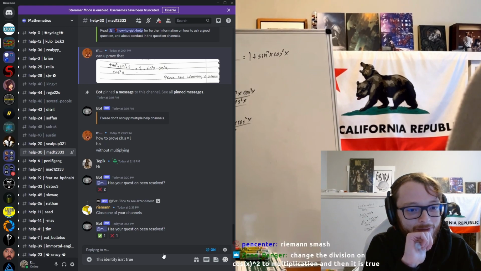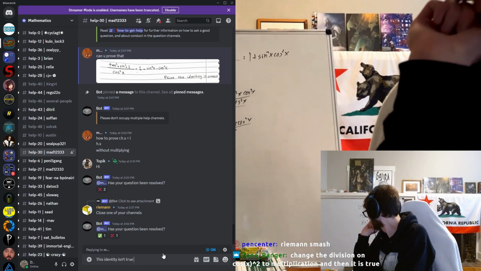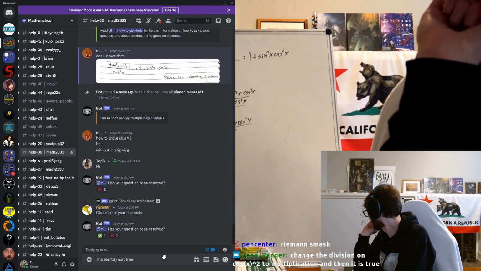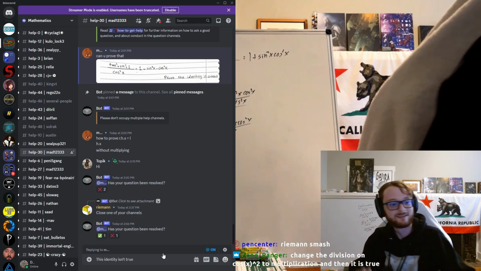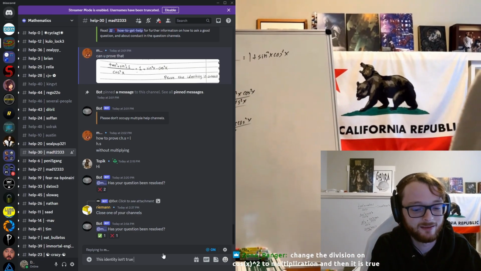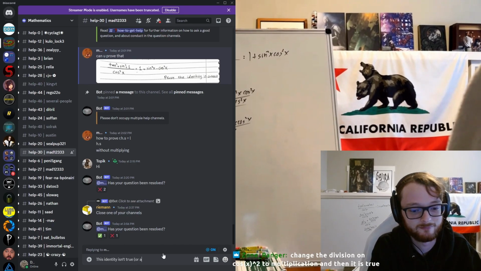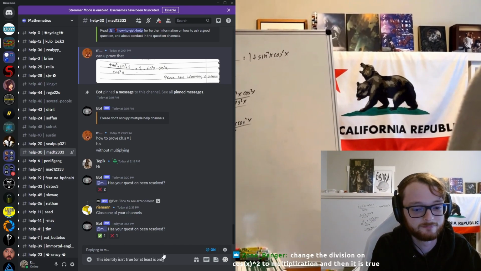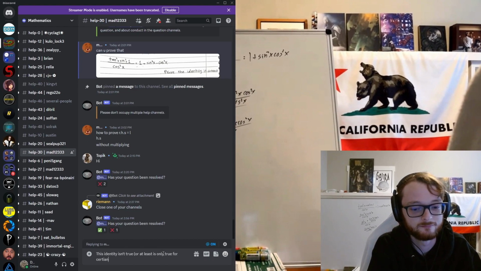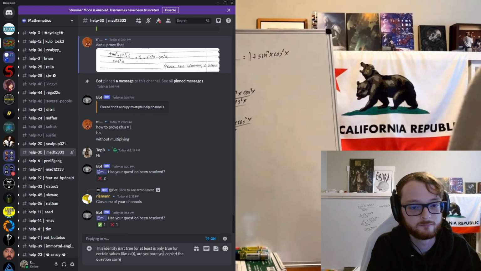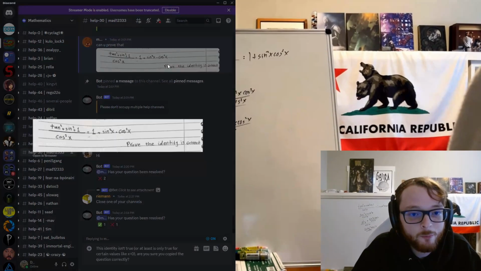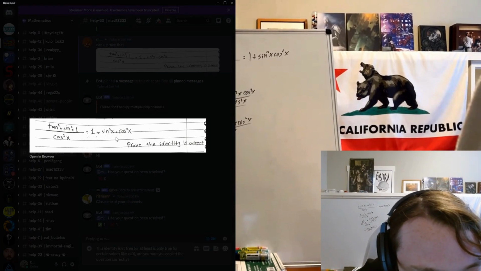Change the division for the cosine squared x to multiplication, and it's true. Wait, that is a multiplication dot and not a division sign, right? Yeah, that is just a dot.